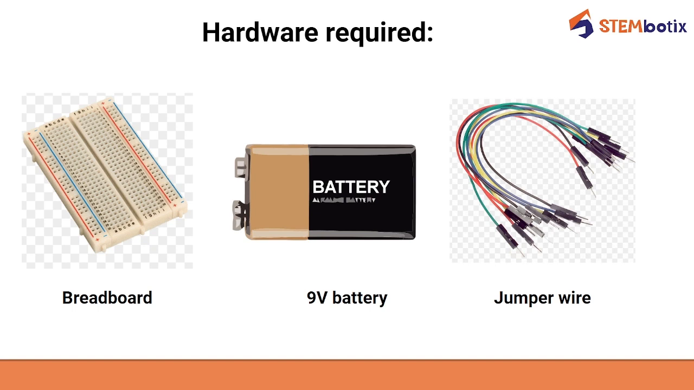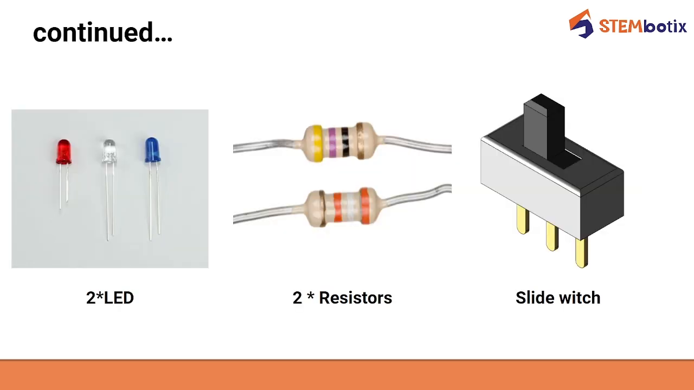For this experiment or activity, you would require a breadboard, a 9-volt battery, some jumper wires, two LEDs, two resistors, and a slide switch. So this is a pictorial representation of the slide switch. This is how your slide switch looks, and there is a vertical knob to slide it from here to here, and it has three terminals: terminal 1, terminal 2, terminal 3, and the middle terminal acts as a common node.